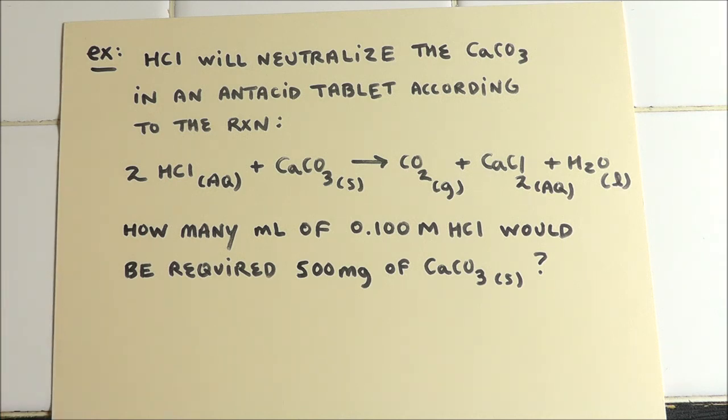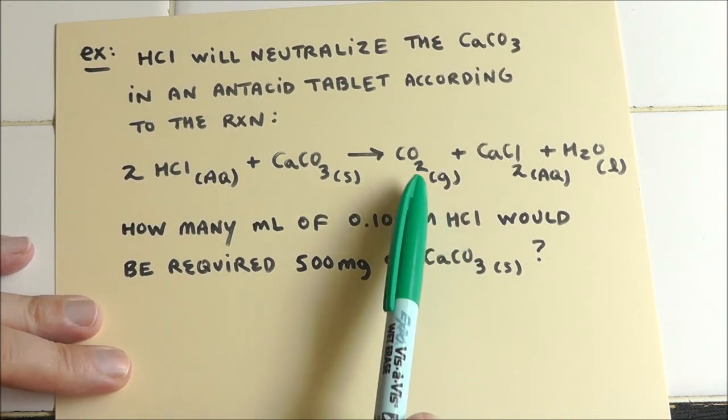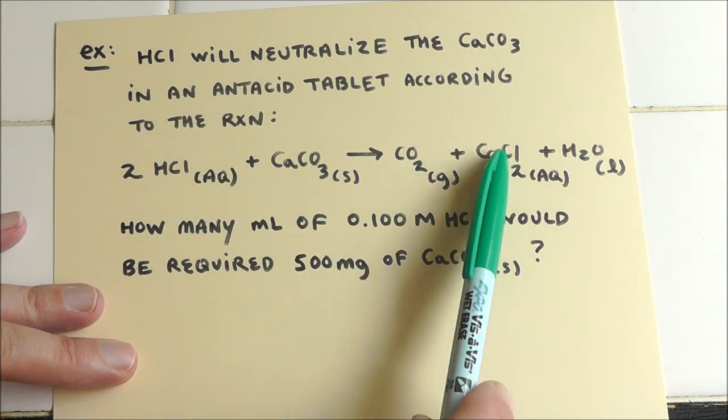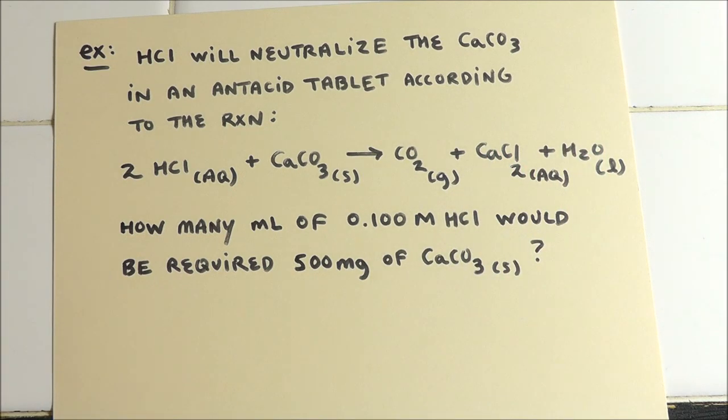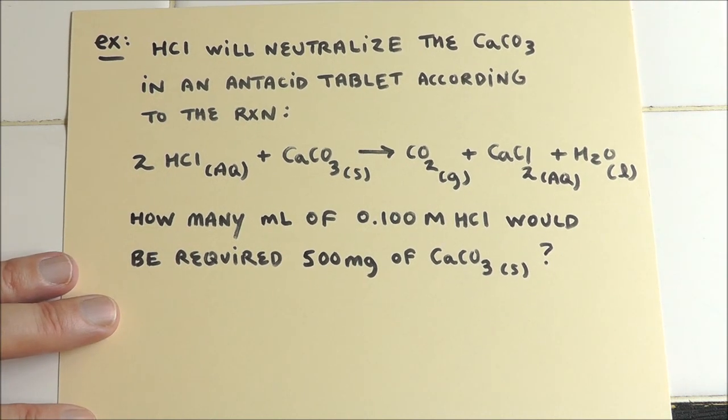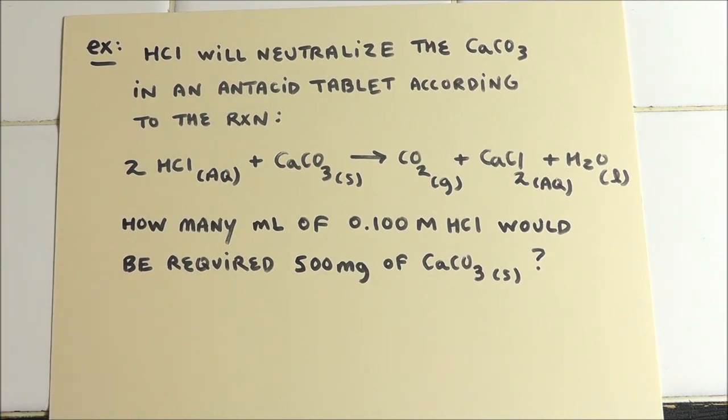And so if you got an upset stomach because you drank too much fruit juice, then what you can do is you can take one of these and it'll neutralize the acid, and then you'll only be left to burp up a little CO2. Calcium chloride will dissolve, and you make a little water. This, by the way, is a form of acid-base reaction. It's not a redox reaction. It's called a gas-forming reaction.